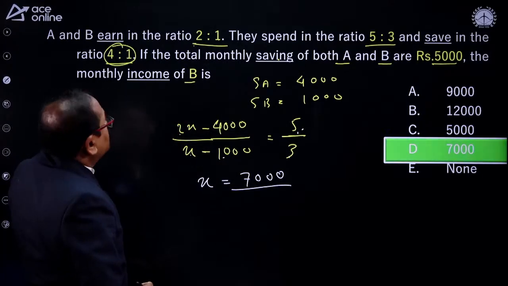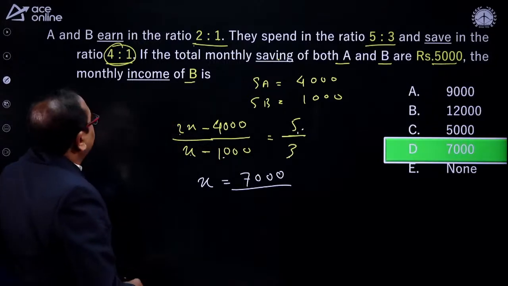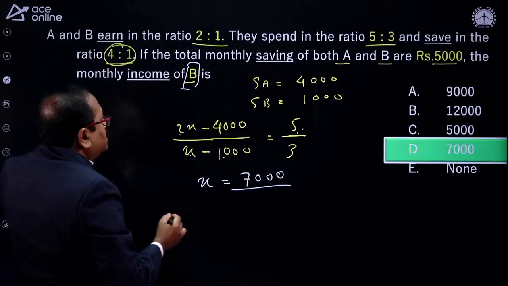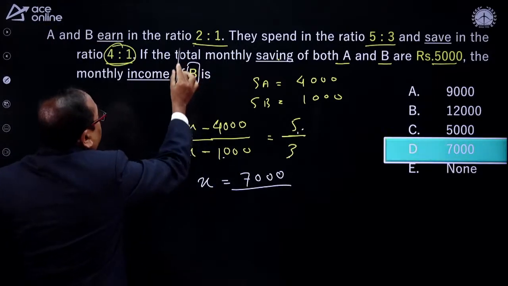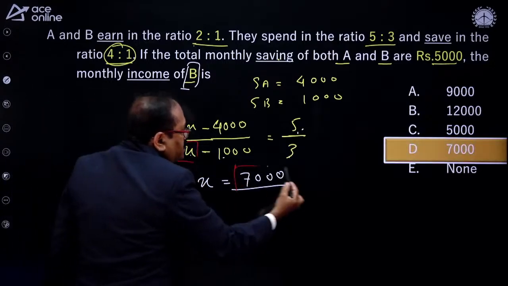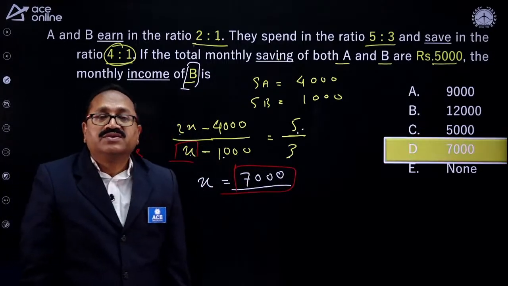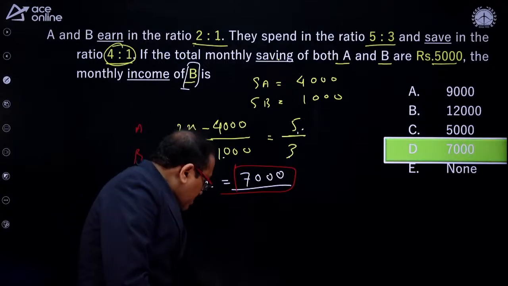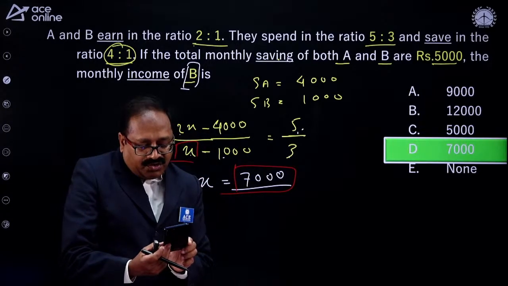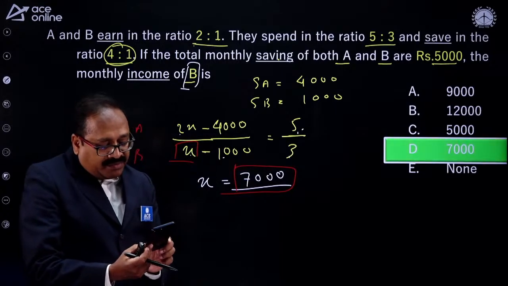But what is the question asked here? The base monthly income. So what is base monthly income, my young friends? This is A's income and this is B's income. This is x and x is equal to 7,000. That should be the answer. So does anyone agree with me? On the board, the friends who agree with me?